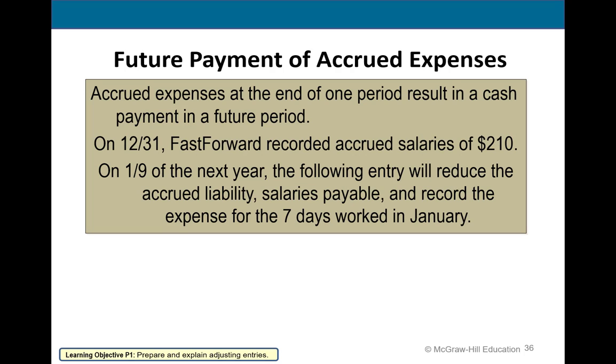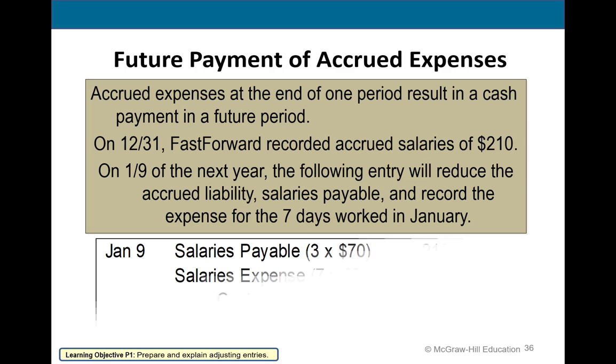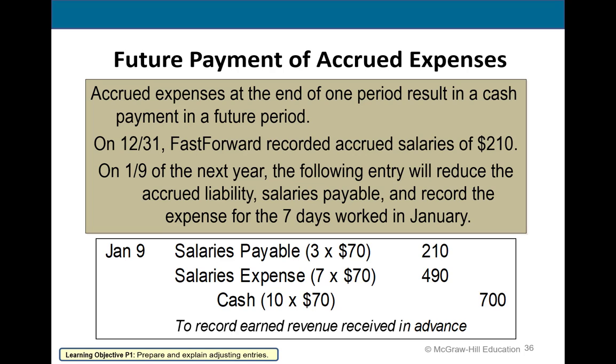Future payment of accrued expense. Fast Forward has accrued salaries of $210. On January 9th, the first payday in the next period, the following entry settles the accrued liability, the salaries payable, and records salaries expense for 7 days of work in January. The $210, that's 3 times the $70, reflects the payment of the liability for 3 days' salary accrued on December 31st. The $490, 7 times the $70, records the salary for January's first 7 working days.